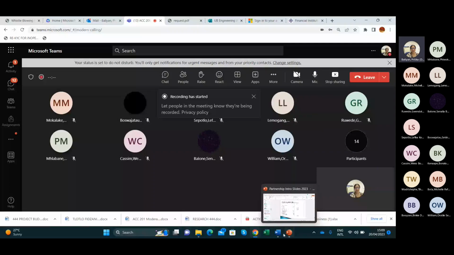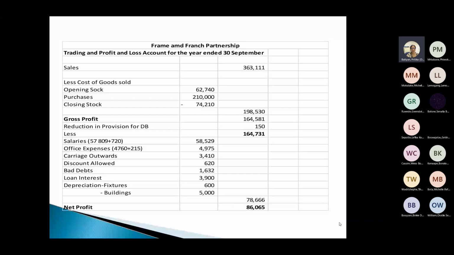So this is the format of the income statement, which was previously known as the trading and profit and loss account. We start with sales, like we did for the sole trader. Then we subtract the cost of goods sold, which is opening inventory plus purchases minus closing inventory. Subtracting the cost of goods sold from sales gives the gross profit.